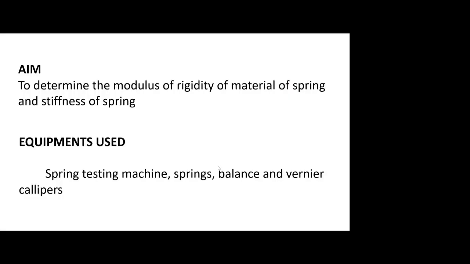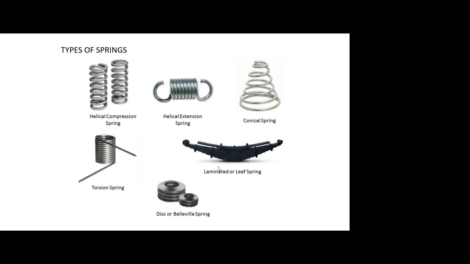The type of spring that we are using is the helical spring, under compression and also tension. The different equipment used include the spring testing machine, the tension and compression springs, a balance for getting the weight of the slotted weights, and vernier calipers used to determine the diameter of the wire as well as the diameter of the coil. These figures show the different types of springs usually used for different applications.